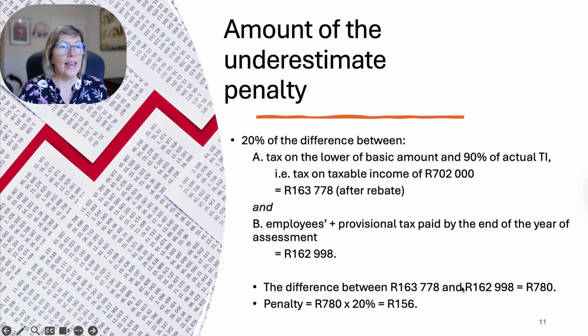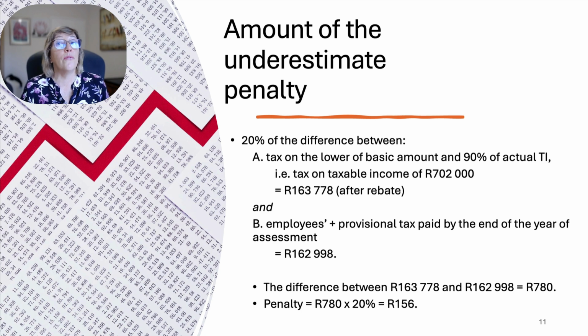He has actually paid, based on his return, which we can see over here, he's paid PAYE, first provisional, second provisional, so he's paid a total of 162,998. All right, so the difference, in other words, his shortfall in payment, his underpayment as a result of underestimating his taxable income is 780 Rand. He should have paid 163,778. He's only paid 162,998. So he's underpaid 780 based on the provisional tax rules.